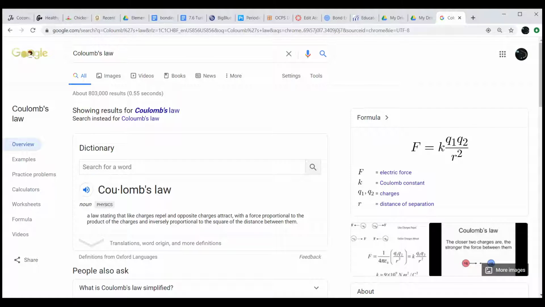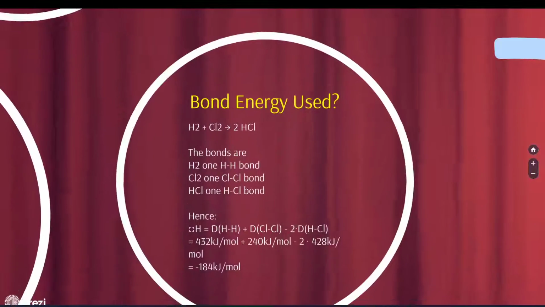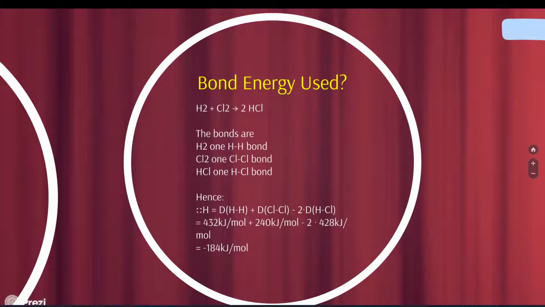And this formula is going to be one that, using it to explain a whole bunch of things in terms of force of bonds and how much bond energy is released, is going to be important. So Coulomb force is important. When we calculate bond energy, especially in a reaction, we're going to talk about all the bonds that are broken. For instance, in the making of HCl, we would have a bond between the two H's, a bond between the two chlorines, and we would make two HCl bonds.